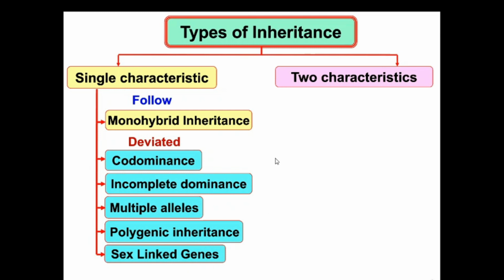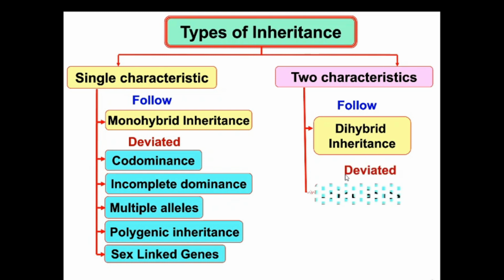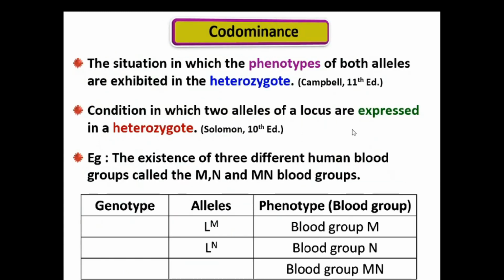Meanwhile, the inheritance which has two characteristics will follow the Mendelian dihybrid inheritance. But the one that deviates from the Mendelian dihybrid inheritance would be the linked genes. Okay, let's see the first one.